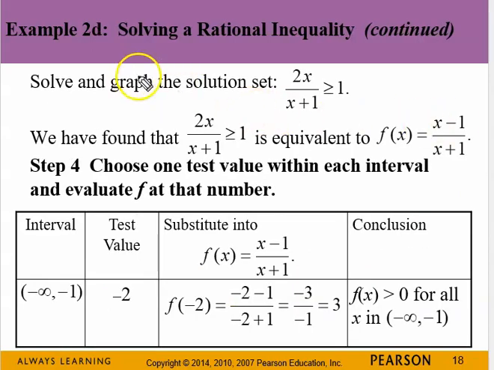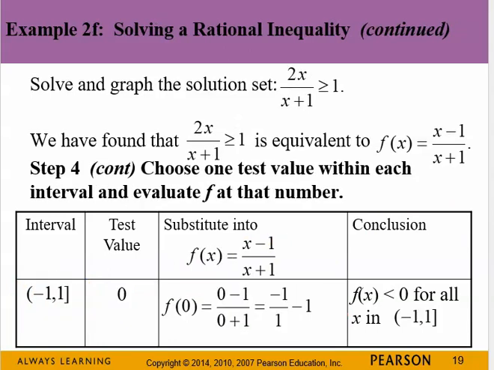Now here we continue to put in our test values. For this, we're going to choose -2, which is within there. Putting that into this function, we end up with a 3, which is greater than 1. So this is a value, so this portion is true. As we use a test value that's in the middle, we can choose 0. Now, when we put a 0 into this, the result is -1. Well, -1 is not in this set. So therefore, this is not an area of solution.